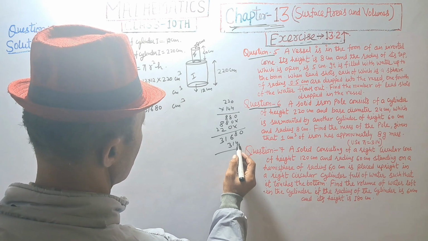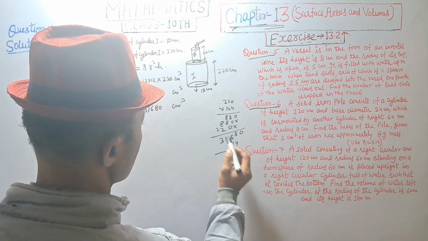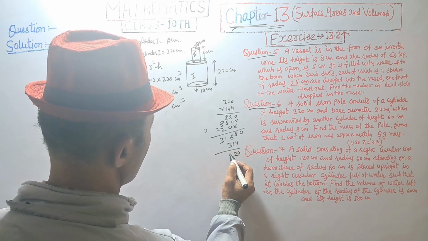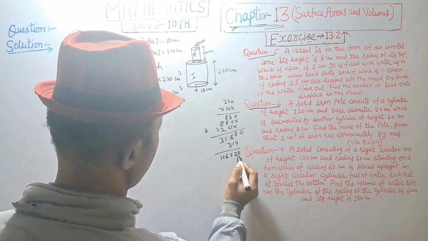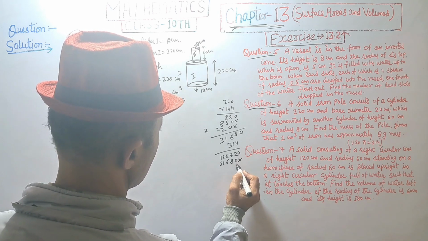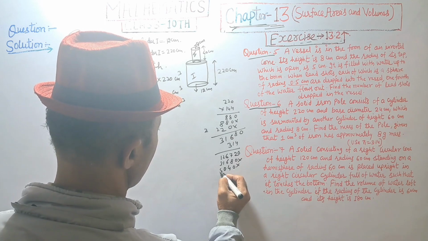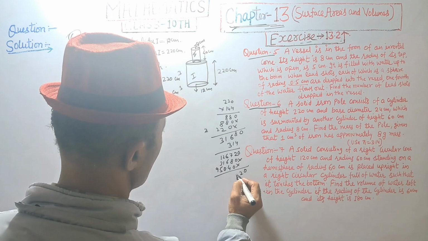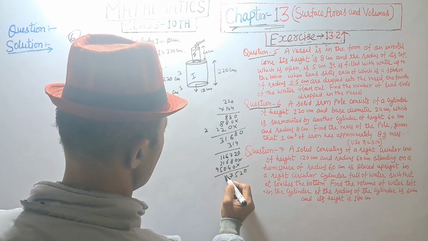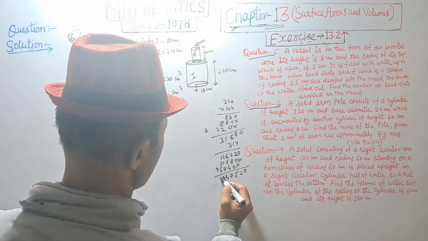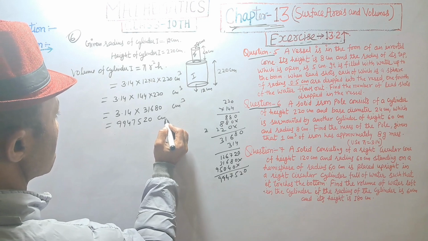Multiply by 314. 8 4s are 32, 6 4s are 24, 32, 3 carry, 6 4s are 24, 27, 2 carry, 4 1s are 4 plus 2 6, 4 3s are 12, 5 3 3s are 9, that is equal to 9947520 centimeter cube.